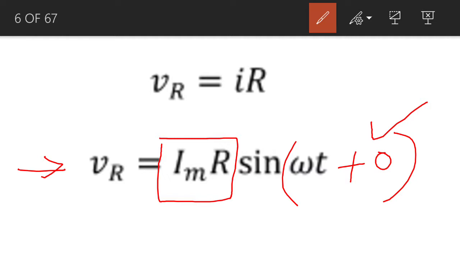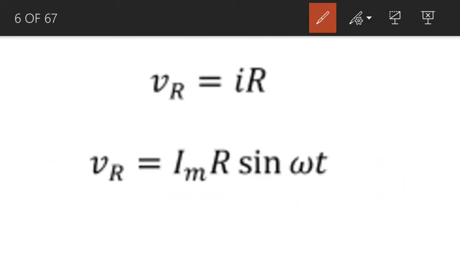Here is the maximum value of this AC voltage, and here is the phase angle of this AC voltage. So AC voltage will have a proper maximum value and a proper phase angle.